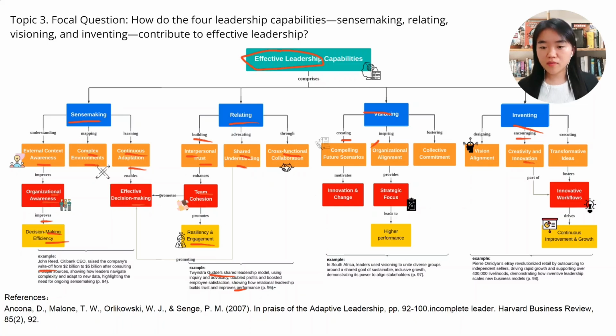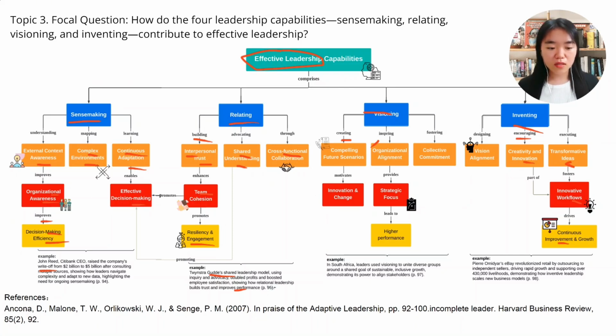Innovating focuses on encouraging creativity and designing systems that support innovation. Vision alignment translates ideas into actionable workflows that lead to innovative, transformative ideas, and creates systems that foster continuous improvement and organizational growth. An example is eBay, which changed shopping and helped many people make a living.